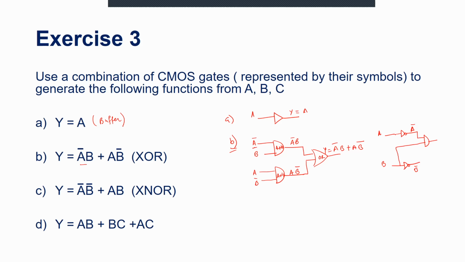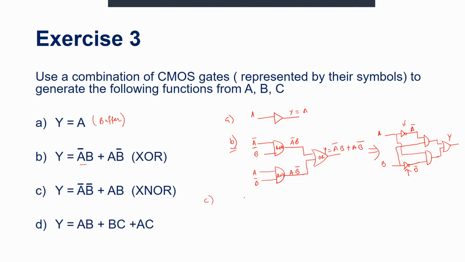And then we have AB bar. So here is another one. And then we can actually have the ORing of these two. So that's how we can also realize the output. This is the same circuitry, but we have to use two extra inverters here.